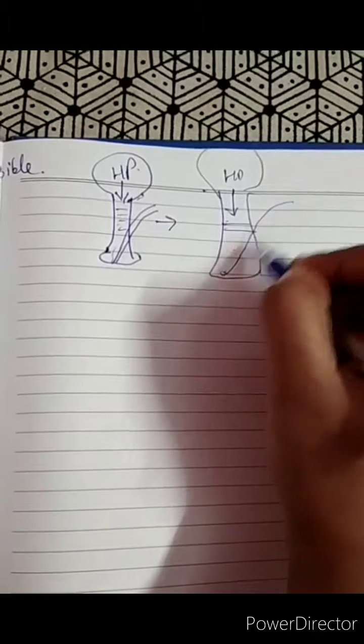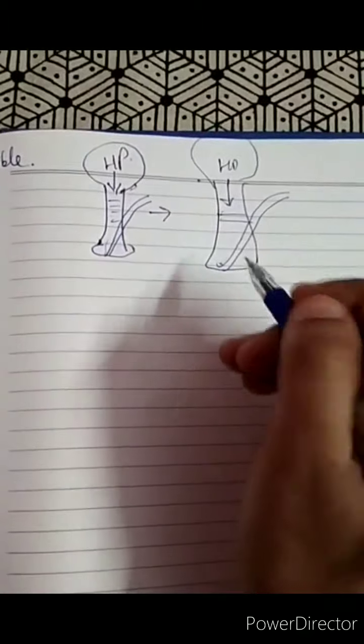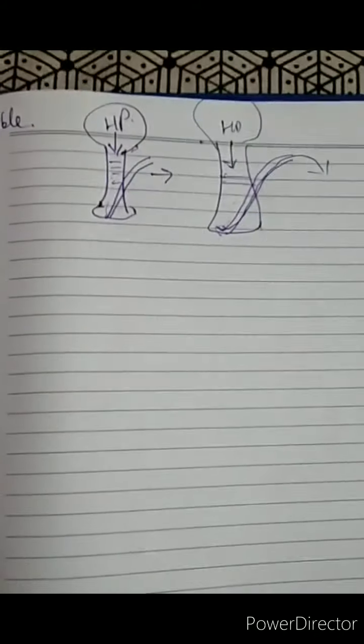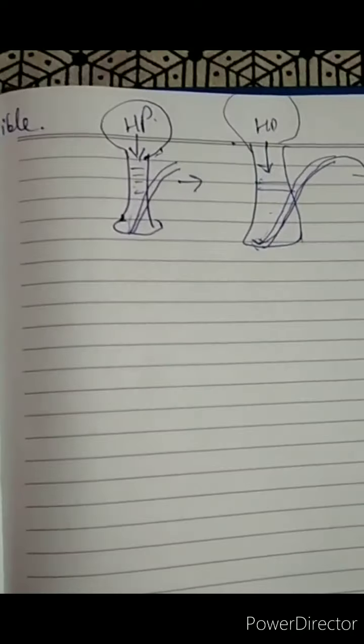So now the water, where does it go? It has to equalize that pressure, so it rises through the straw and comes out of the bottle. So this is the basic principle of it. Okay.